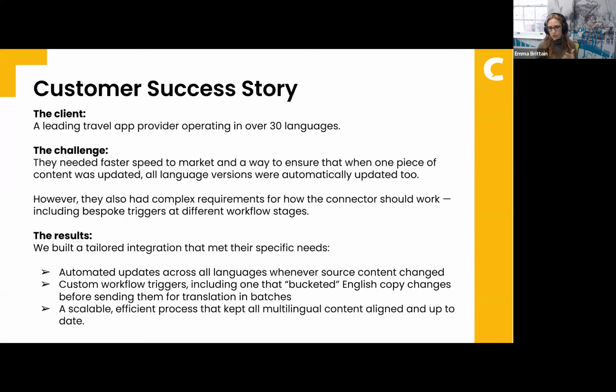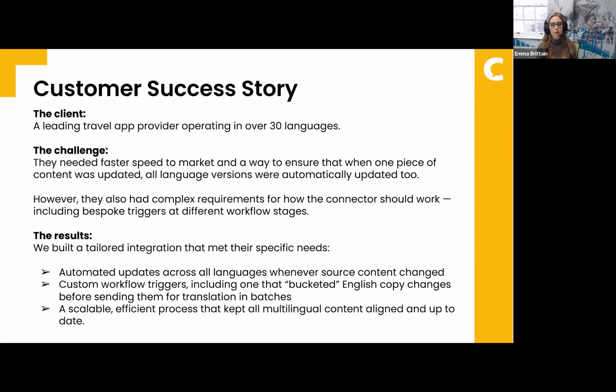So for those of you that don't know, an example of a trigger might be, after a certain number of changes have been made to your product descriptions, then all of those product descriptions would go off for translation at the same time. Or that could be a time-based trigger. So after 1 week, for example, any updated source content would be bucketed and then sent for translation to align your content across all languages.